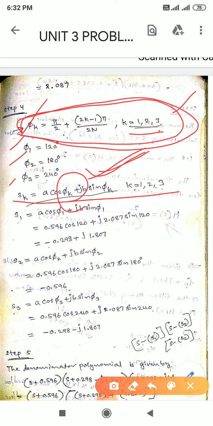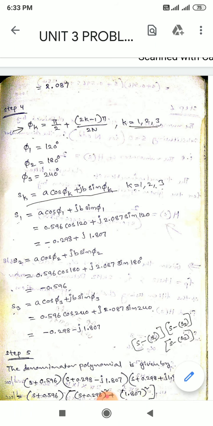Here we are substituting the k value and N value in this equation. Corresponding to k equal to 1, 2, 3, we get phi 1, phi 2, phi 3. Here phi 1, phi 2, phi 3 are equal to 120 degrees, 180 degrees, 240 degrees.